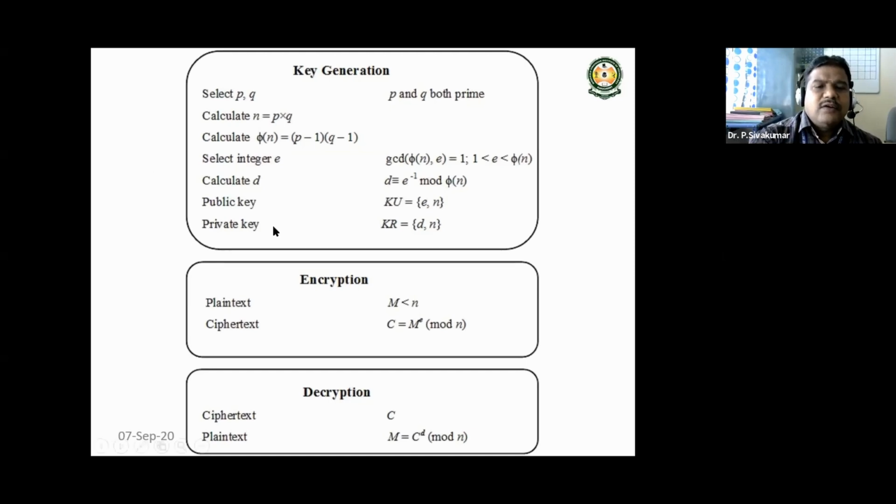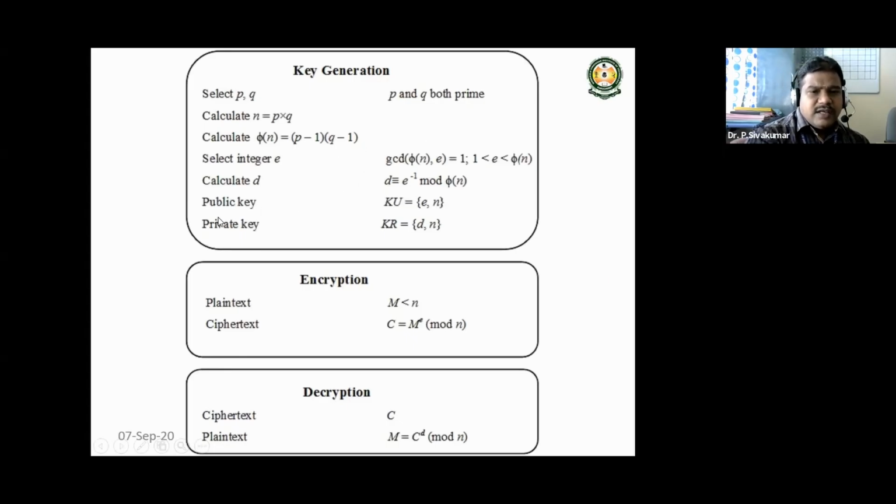After that, we can calculate the D value, that means the private key value. The private key will be determined using this formula. That means D is congruent to E inverse. It is a reverse process of the public key, so you can calculate your private key. So D congruent to E power minus 1 mod phi of n. This is your key generation part.